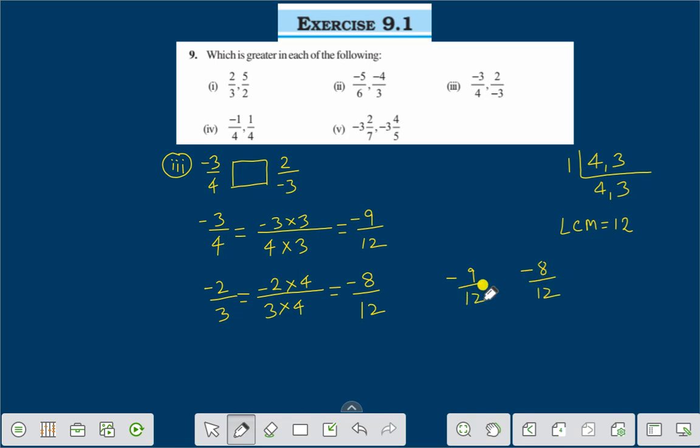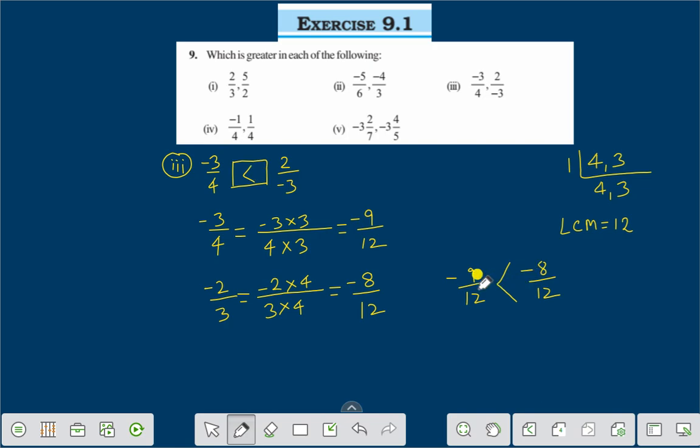both denominators are the same, but you see here that on the number line minus 8 is on the right side of minus 9. Therefore minus 9 by 12 is less than minus 8 by 12. Minus 8 by 12 is minus 2 by 3. That means minus 3 by 4 is less than minus 2 by 3.